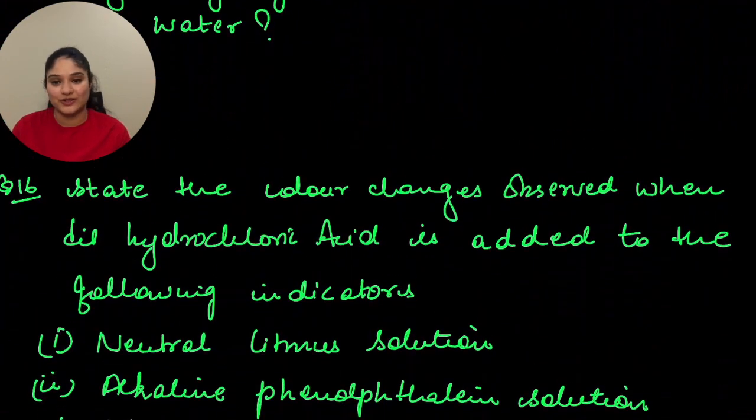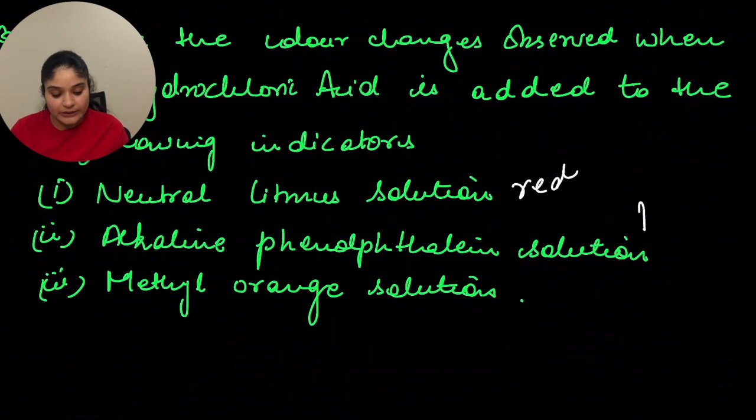Let's move to the next question. State the color changes observed when dilute hydrochloric acid is added to the following indicators. So the first is neutral litmus solution, so that will turn red. The next is alkaline phenolphthalein solution, it gets decolorized.